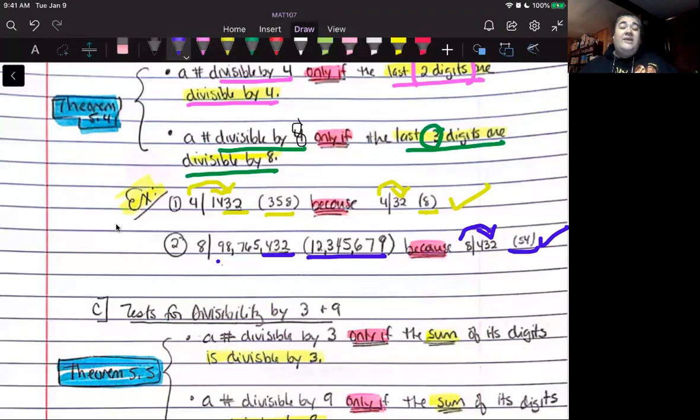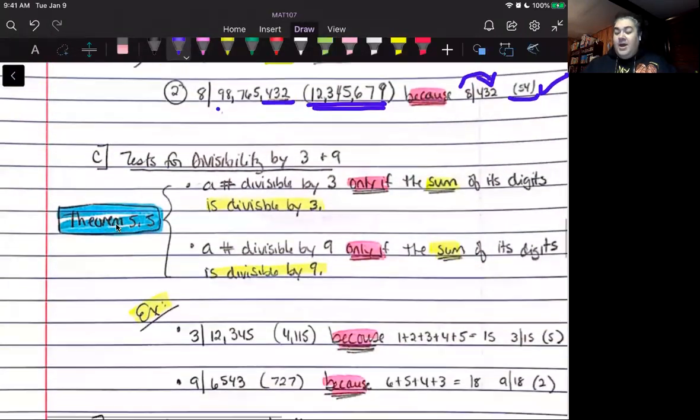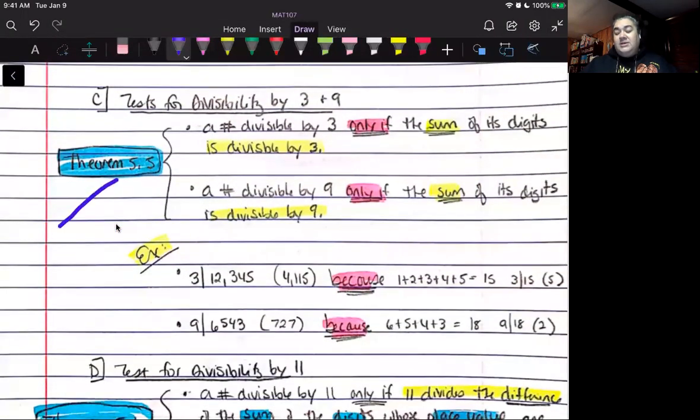8 goes into 98,765,432, 12,345,679 times evenly. Okay? So it does go into it evenly. All right, so those are your tests for 4 and 8, and that is Theorem 5.4. Let's look at Theorem 5.5, which discusses the divisibility of 3 and 9. Okay, so we're going to look at the divisibility tests for 3 and 9.